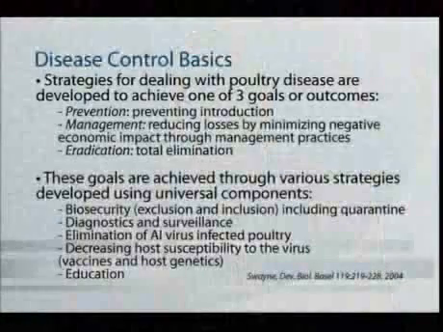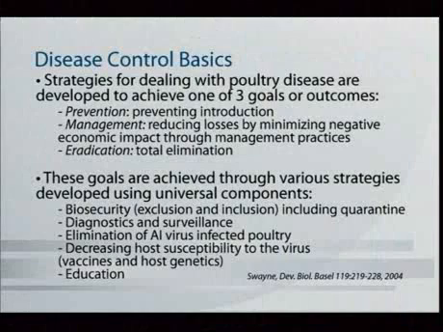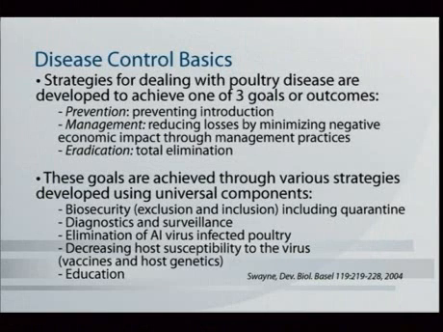And there are 5 basic strategies that can be components of these control programs. One, biosecurity, which is methods by which we include or exclude the movement of that virus on or off of farms or premises, and that could include such things as quarantine. The second one is good diagnostics and surveillance programs. That would tell us where the virus is at any one time. Third would be elimination of avian influenza infected poultry. And the fourth one would be decreasing host susceptibility to the virus.